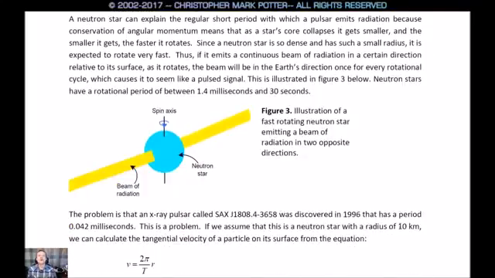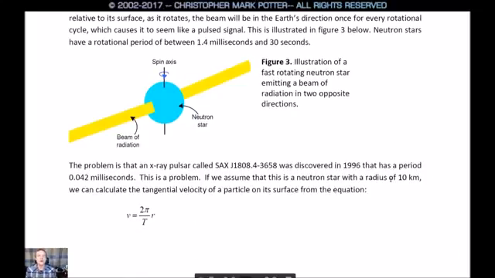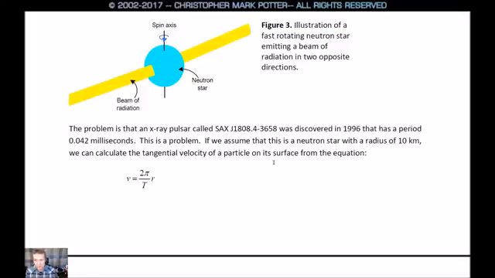A neutron star can explain the regular short period with which a pulsar emits radiation, because conservation of angular momentum means that as a star's core collapses, it gets smaller, and the smaller it gets, the faster it rotates. Since a neutron star is so dense and has a small radius, it is expected to rotate very fast. Thus, if it emits a continuous beam of radiation in a certain direction relative to its surface as it rotates, the beam will be in the Earth's direction once for every rotational cycle, which causes it to seem like a pulsed signal. This is illustrated in Figure 3 below. Neutron stars have a rotational period of between 1.4 milliseconds and 30 seconds. Figure 3. Illustration of a fast-moving neutron star emitting a beam of radiation in two opposite directions. Spin axis, counterclockwise, beam of radiation, neutron star.